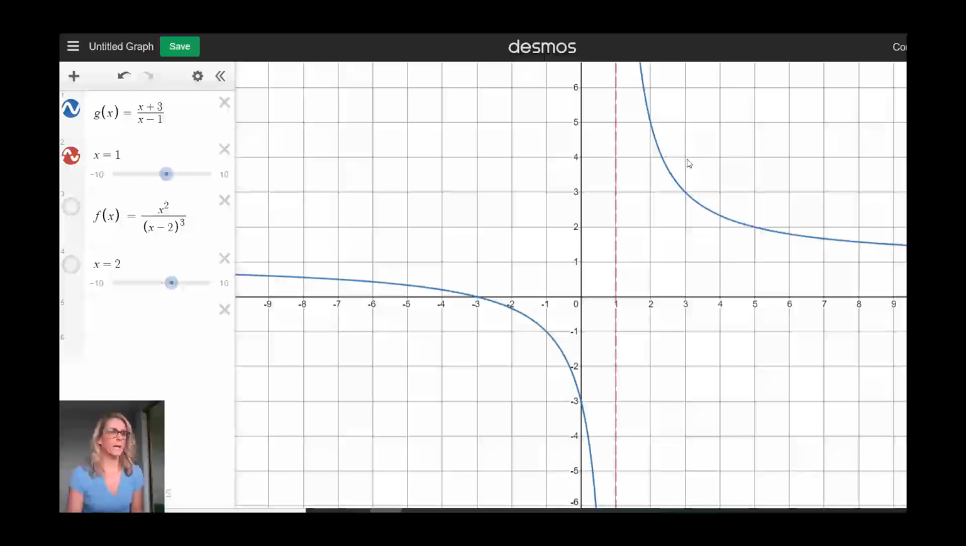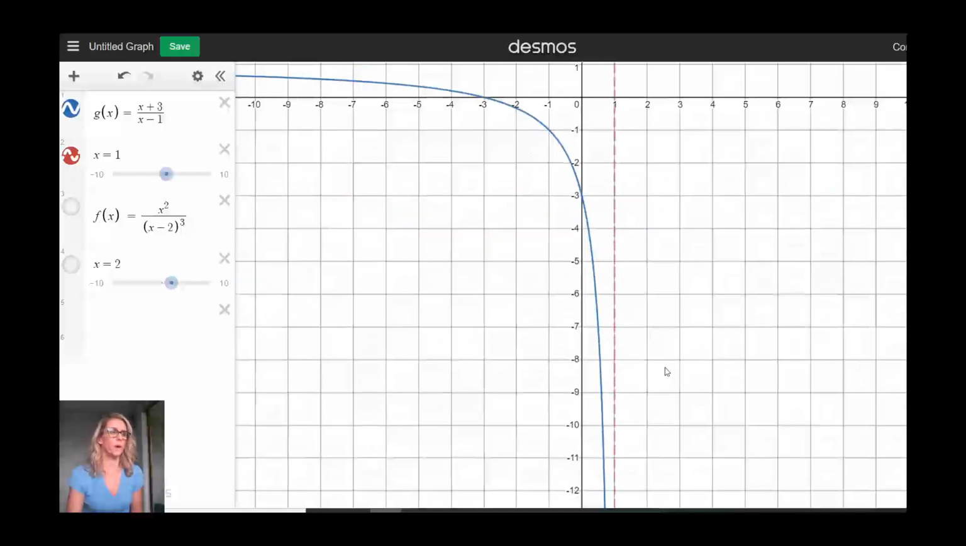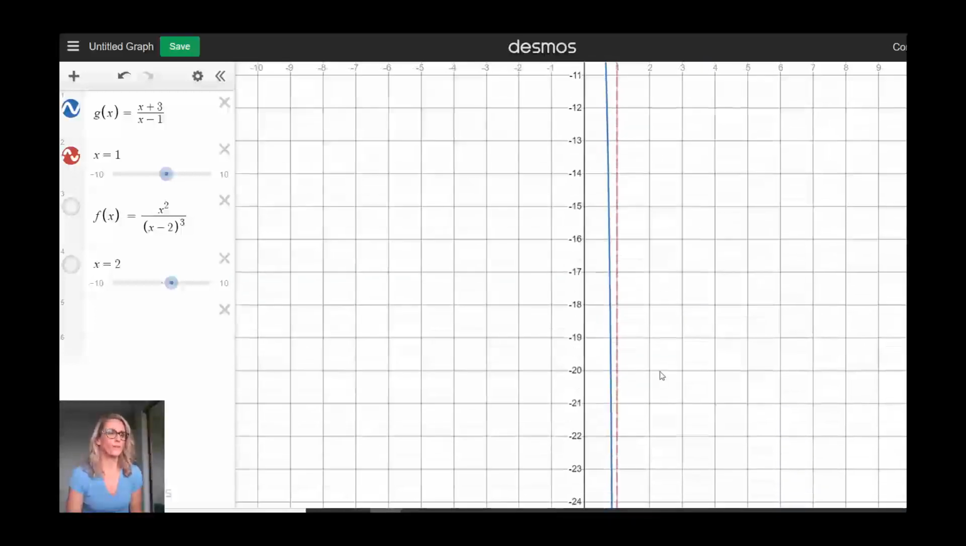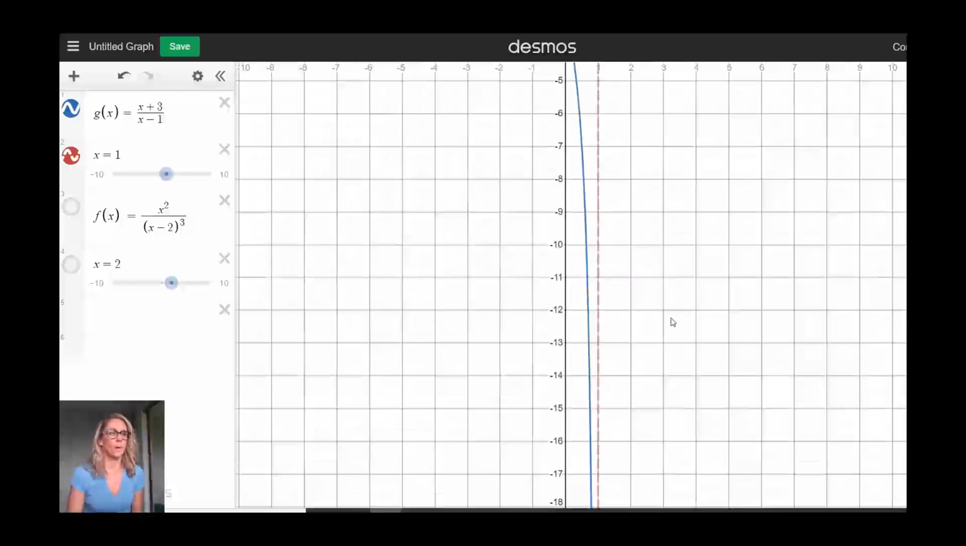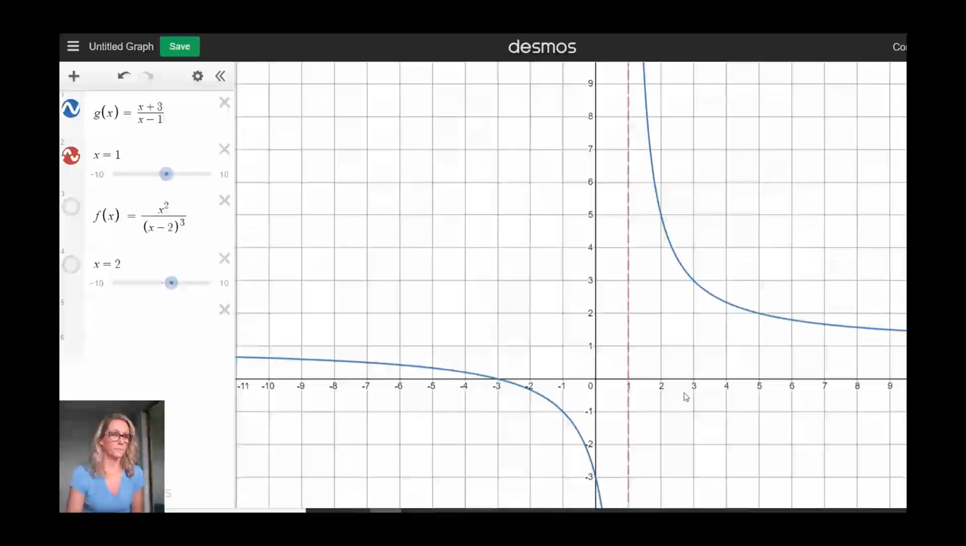So we looked at it as approaching from the left-hand side, values like 0.9, 0.99, 0.9999, those things, and that we're getting values that are smaller and smaller and smaller. And that's why that limit is negative infinity.